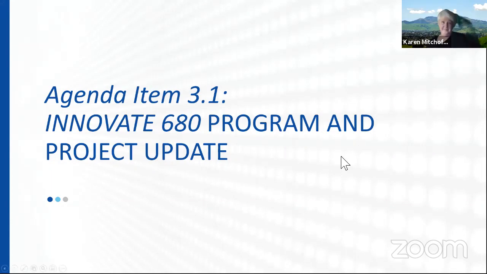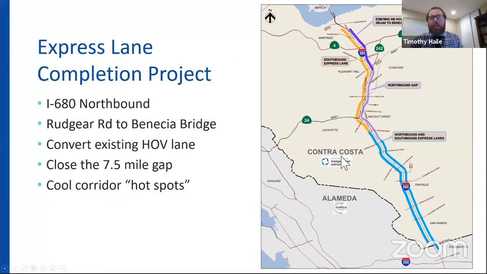Okay, so the Express Lane Completion Project. As you know, we've been evaluating and studying express lanes in the 680 corridor for quite some time now. And right now in the southerly part of the corridor, from Red Gear to Acosta Boulevard, MTC is operating express lanes in both the northbound and southbound direction. Currently, CCTA is constructing express lanes in the southbound direction from the Benicia Martinez Bridge all the way down to Red Gear. And that will complete the southbound direction and have a continuous 25-mile stretch of express lanes.